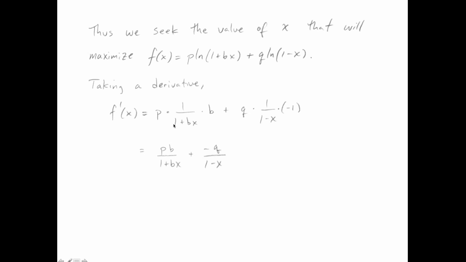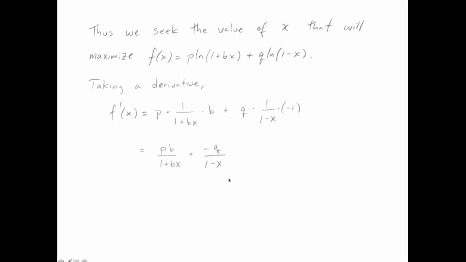So when I take a derivative, it looks like this. The factor of p is constant with respect to x. It's p, whatever it is. It doesn't change with x. The derivative of the ln is 1 over the argument. So I have 1 over 1 plus b times x, times the derivative of the argument with respect to x, which is the quantity b. So times b. And then the derivative of this term, q is just constant with respect to x, so q stays there. Then I get the derivative of the ln, which is 1 over 1 minus x, times the derivative with respect to x. This is a chain rule factor, so I get a negative 1. And then I simplify it and write it in this form.